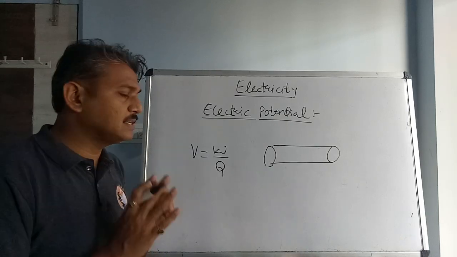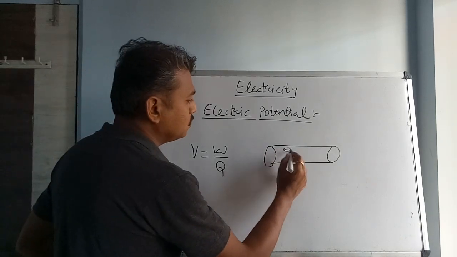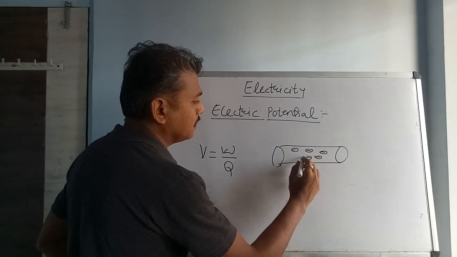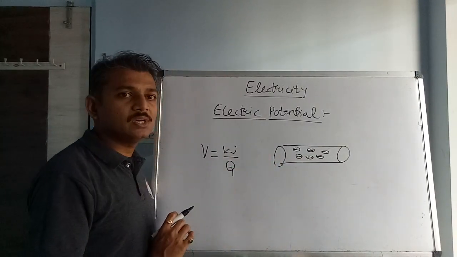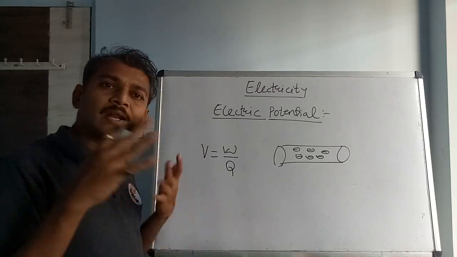I can put one more example here. As I told you, everything is made up of atoms and electrons are there in it. Before applying the potential difference, these electrons are in random motion.